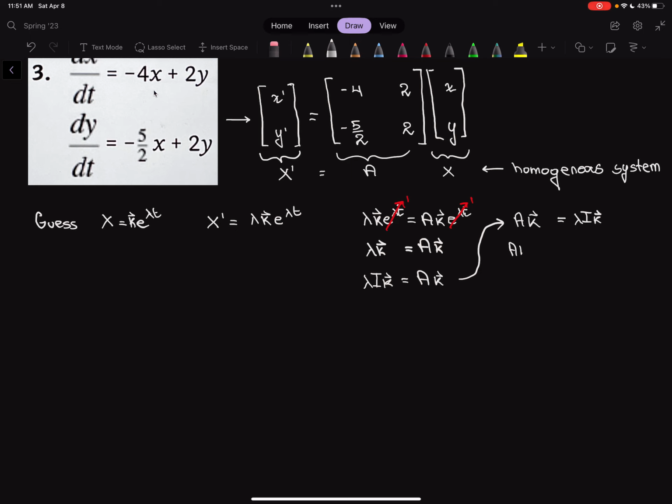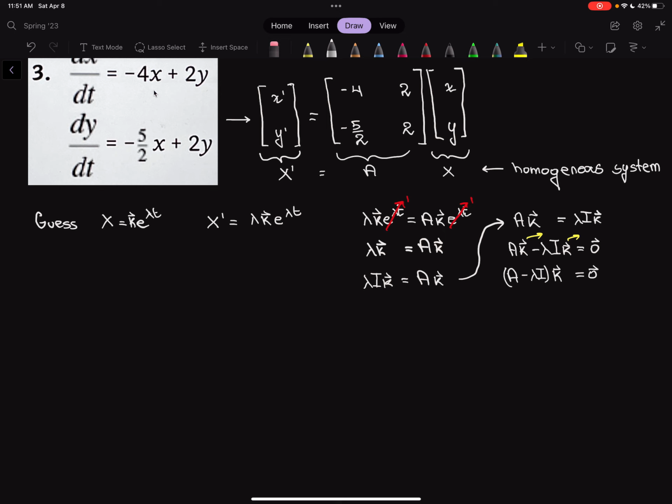So we're going to get Ak minus lambda, which is just a scalar, remember, I is the identity matrix, and k is a vector. And that's going to be equal to the 0 vector, because we're dealing with vectors and matrices here. Now what I can do is factor out the k, and I have the following expression: A minus lambda I times the vector k is equal to the 0 vector.